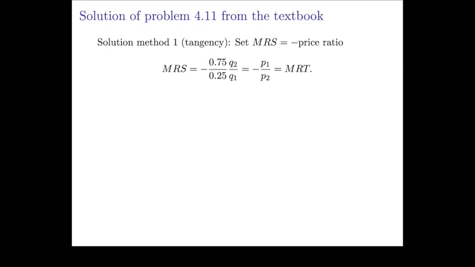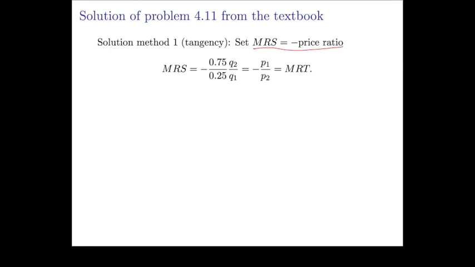So let's do this in a few different ways. I'll give you first the tangency condition. What we're going to do is set the marginal rate of substitution equal to the negative of the price ratios. In other words, we're going to set the marginal rate of substitution equal to the marginal rate of transformation.